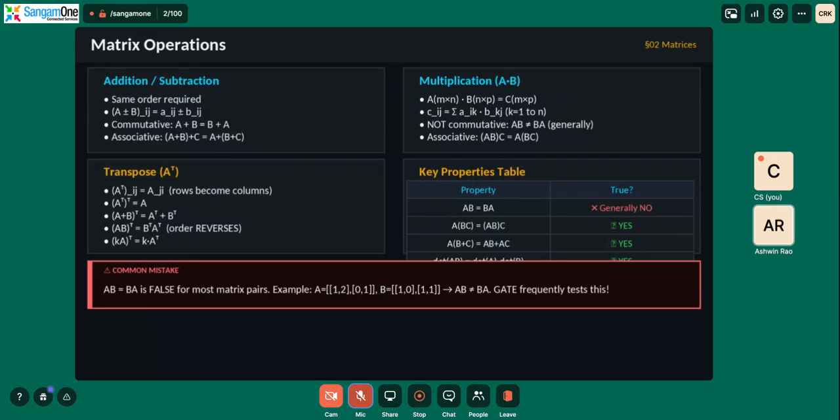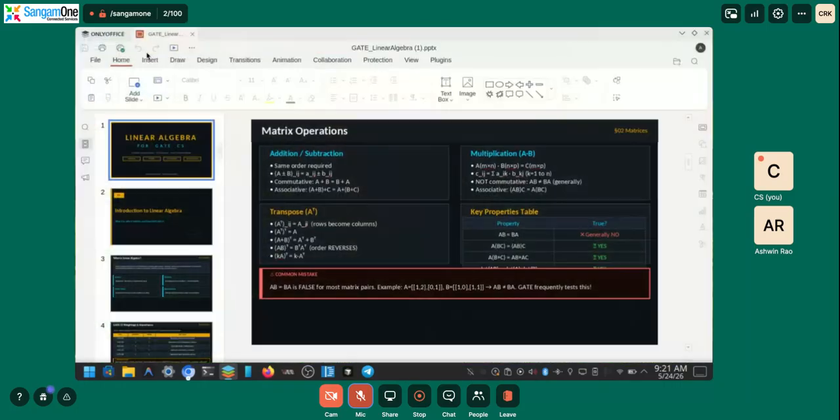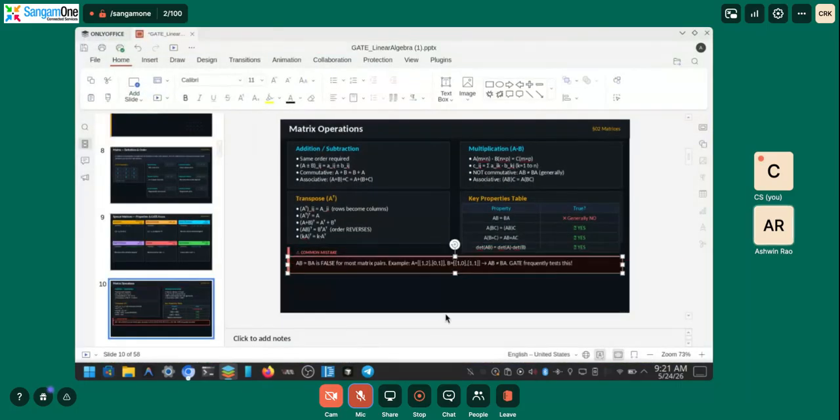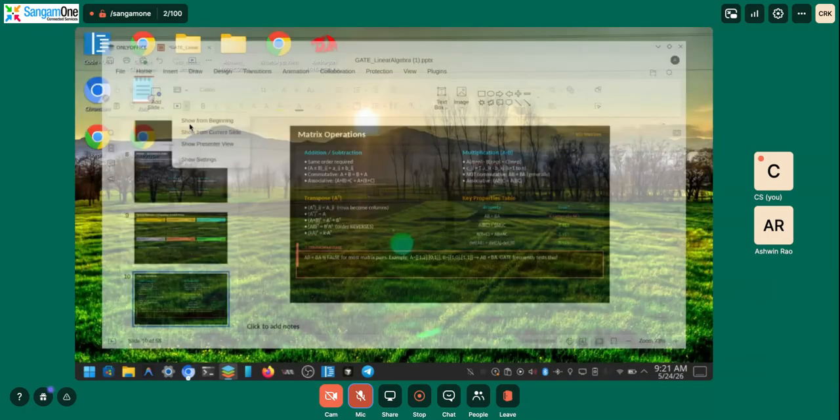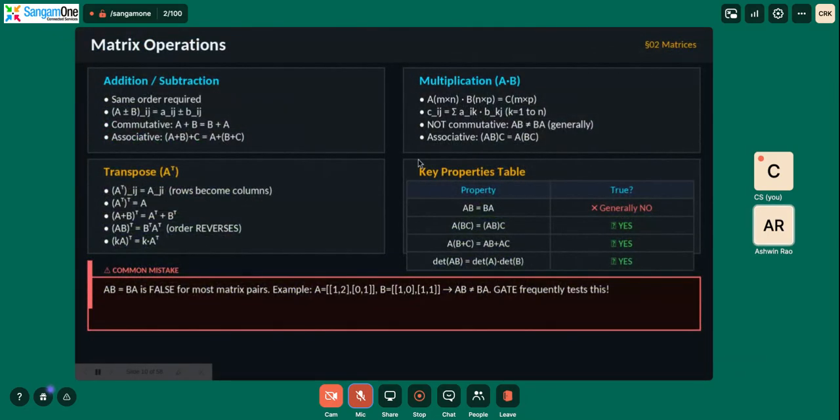These are the matrix operations: addition and subtraction, where the same order is required, and these are the properties, various related set properties. Then transpose involves the properties only. Then the key properties table, as you can see here. Then properties related to it.